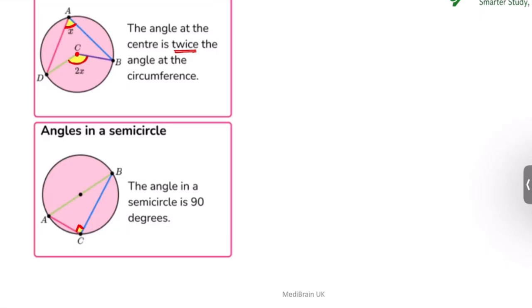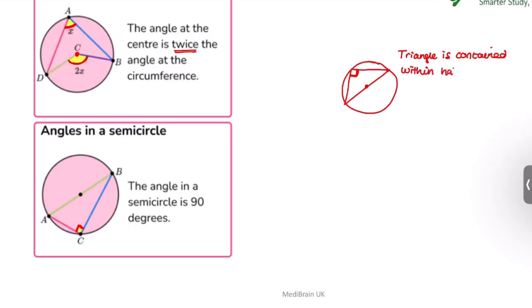So if I drew it out again, let's say I had this circle, and let's say this was my diameter, and then I drew a triangle like that. This angle would be 90 degrees, because this triangle is contained within half of the circle.